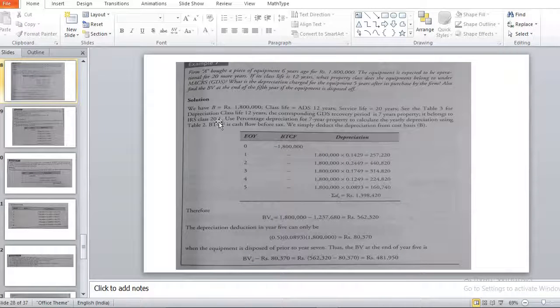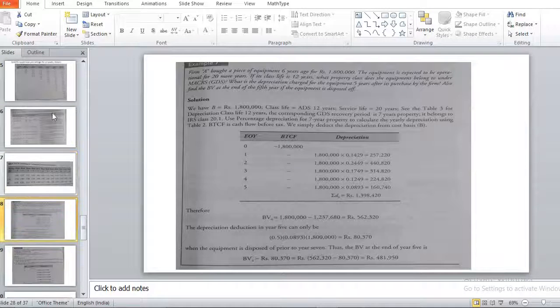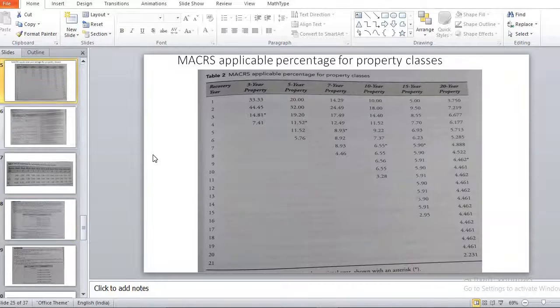So it is given here: it is under class 20.1. And now the percentage depreciation for 7 year property. Again, if you refer to table number 2, you will find the depreciation percentage for 7 year property.